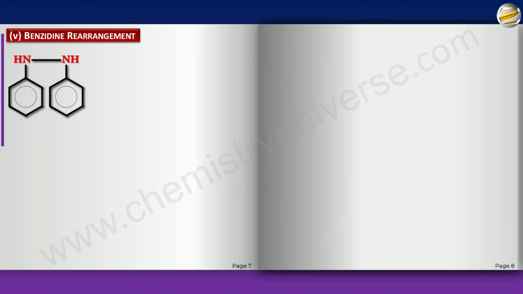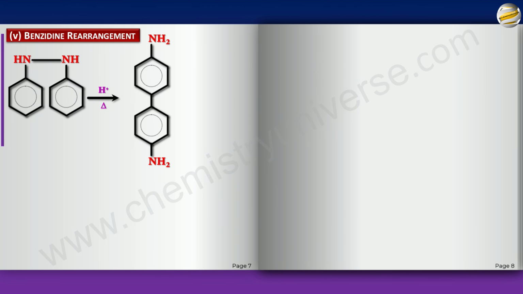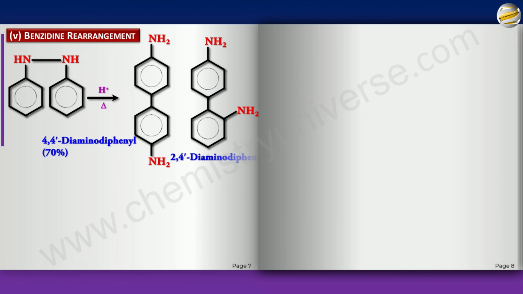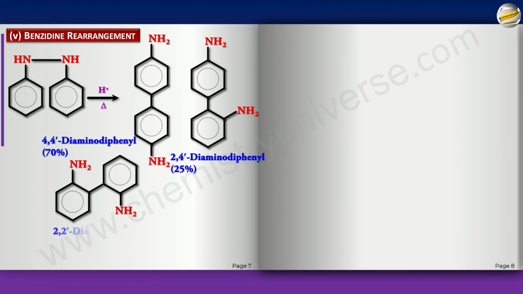Now you also have something called the benzidine rearrangement, a very interesting reaction. This is hydrazobenzene, and you add H plus and see what happens. You get this amazing compound, and not only the para, you get the ortho also. So the para is 70% and the ortho is 25%. And of course, both will become ortho, and this will be even feebler, 5%. So let's see what actually happens.